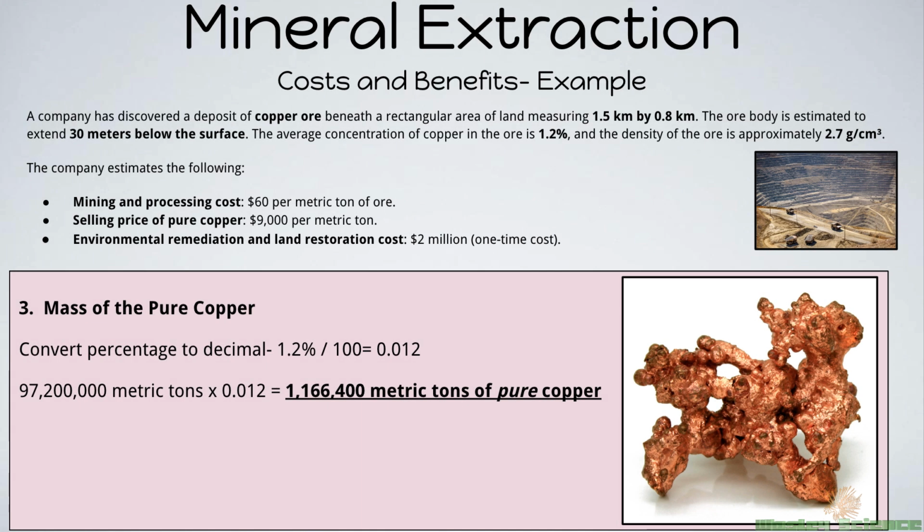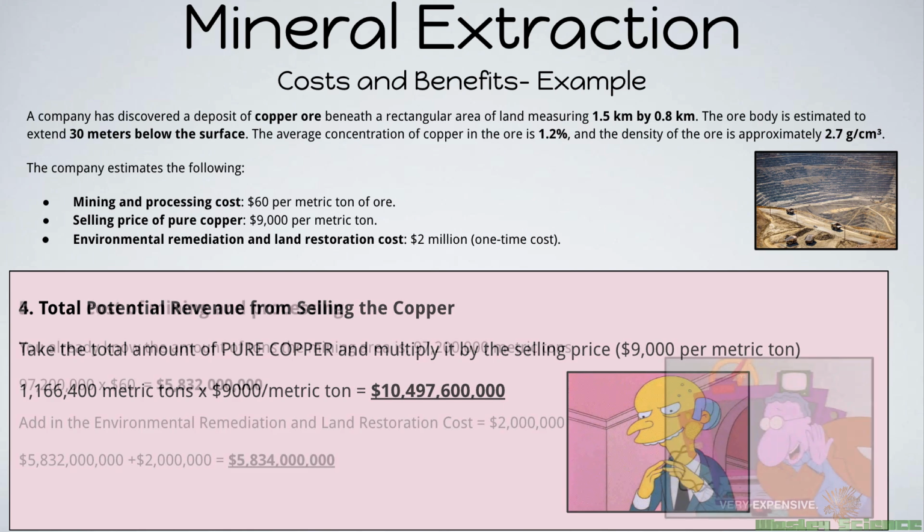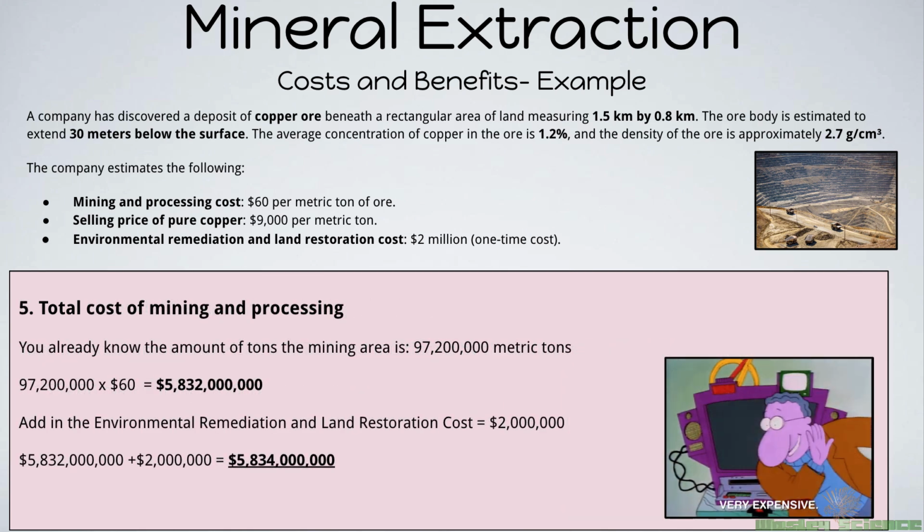Now we have to figure out what the mass of this pure copper is, because we know that it is 1.2%. If we multiply our whole amount by 0.012, we're up to 1,166,400 metric tons of pure copper. So that's what we're going to make money on. Let's figure out how much money that is. We take that number, multiply it by 9,000, and you get quite a lot of money. Excellent. $10 billion, basically.